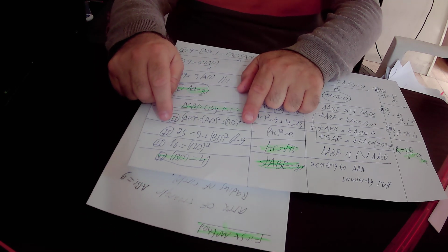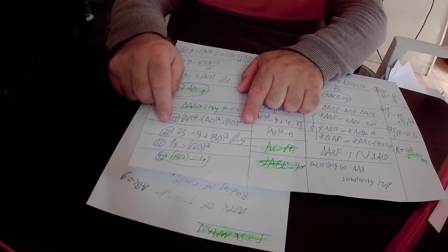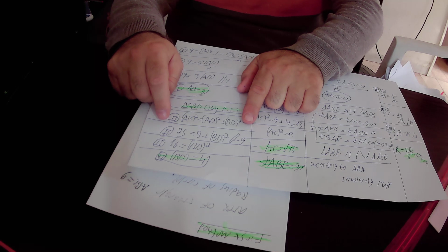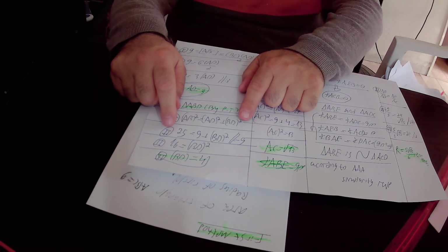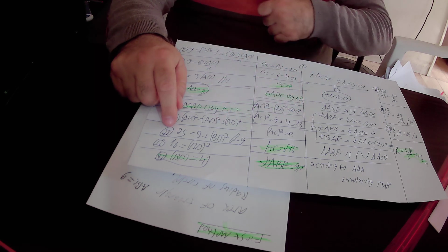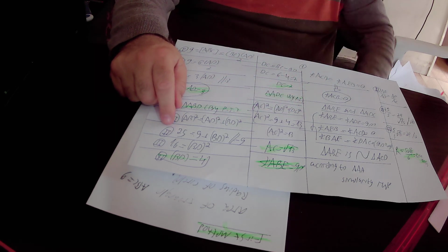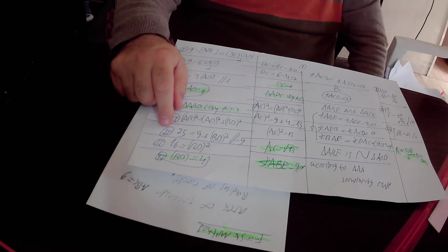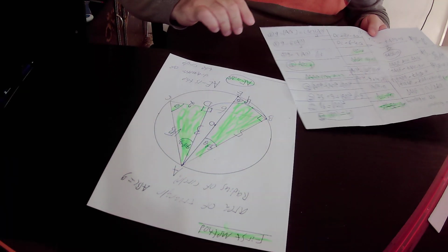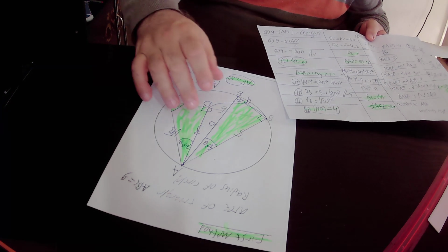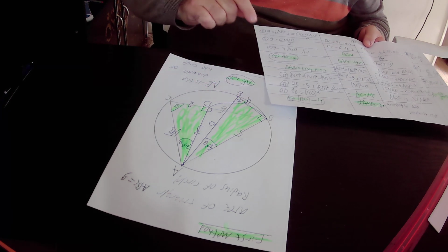Here we subtracted 9 from both sides, and 25 minus 9 is 16. So 16 equals BD squared. Here we took the square root of this equation and found that BD equals the square root of 16, that is 4. So we found that BD equals 4 units.